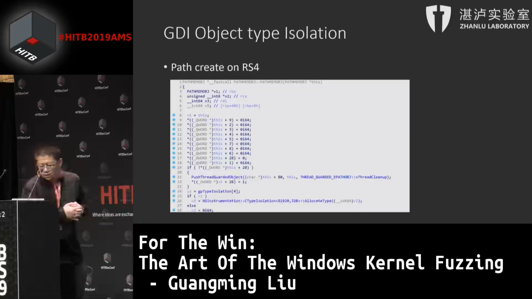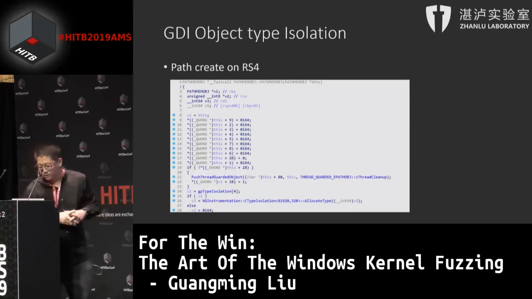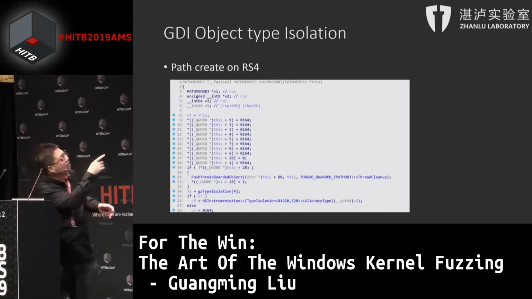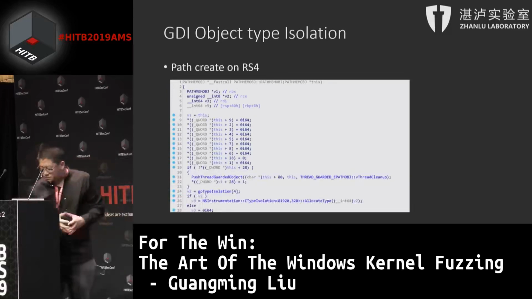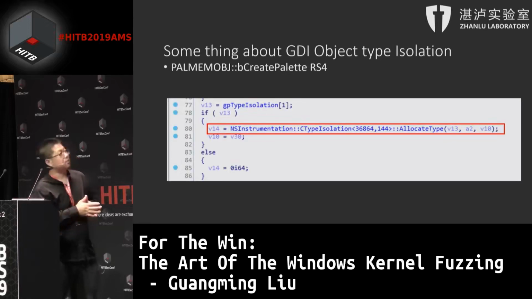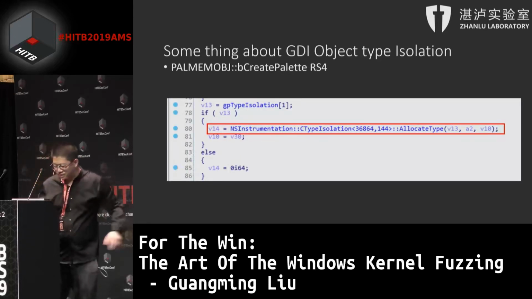Here the GDI object for path is also applied with the type isolation. As we can see, the object is created by CTypeIsolation. Here is the palette, also implemented with the type isolation.